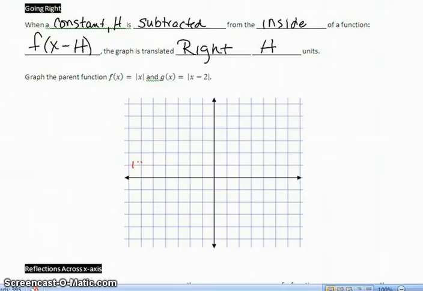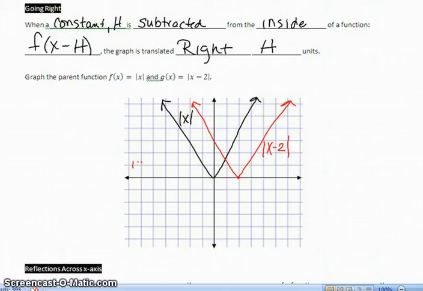You go right. So let's begin by graphing our parent function, f of x equals the absolute value of x. It's a v beginning at the origin. So this is the absolute value of x. The absolute value of x minus 2 tells me to move right 2 places, which puts my vertex on the right side, and my general shape remains the same. So this is the absolute value of x minus 2.